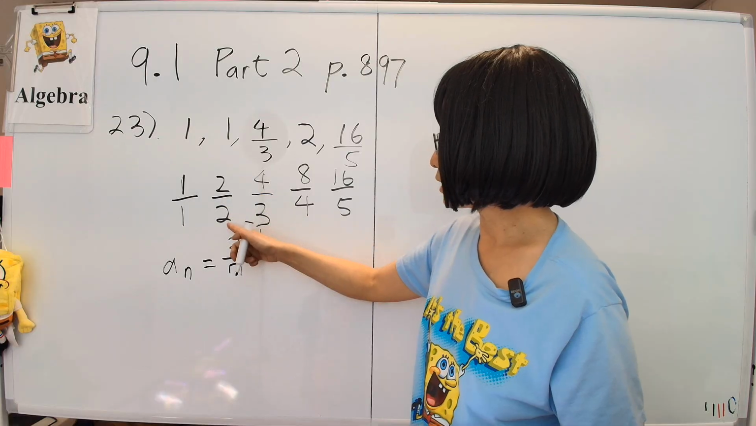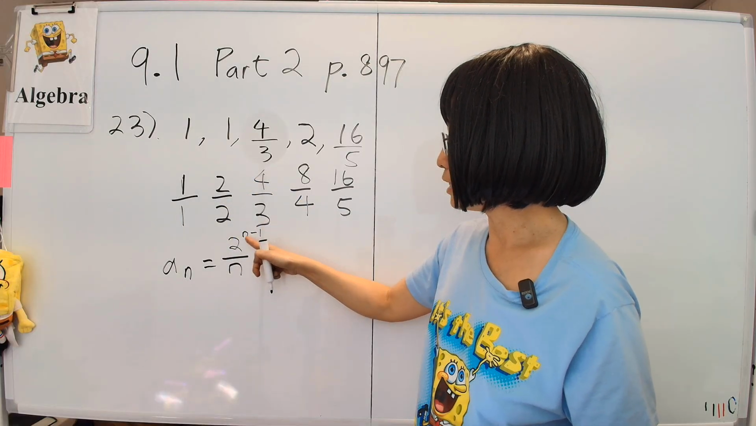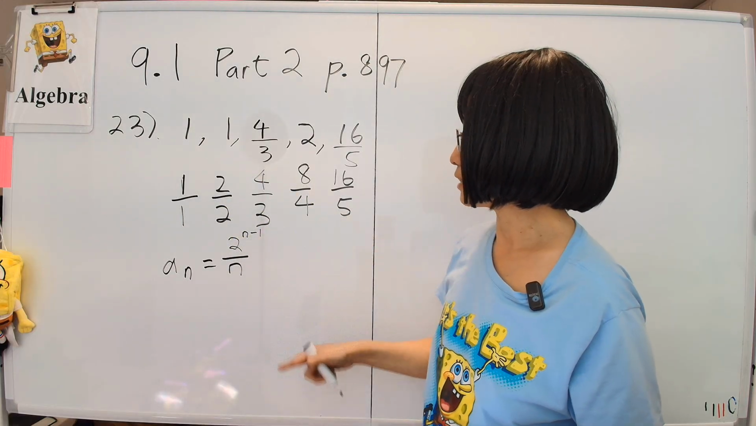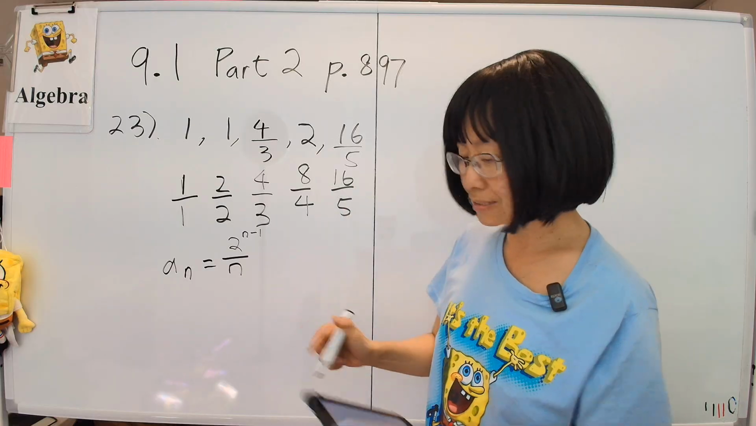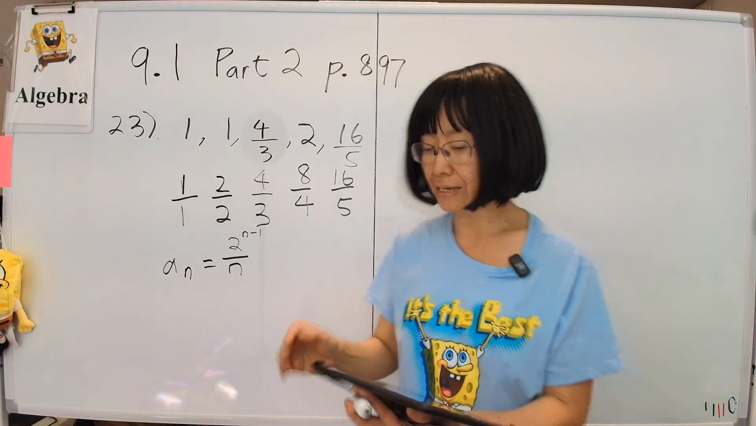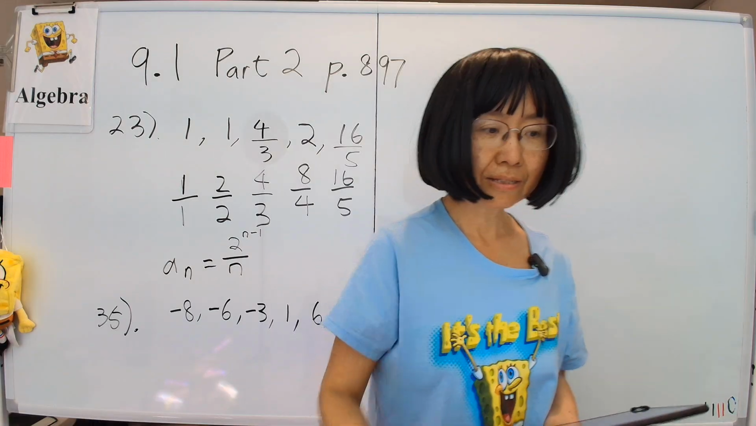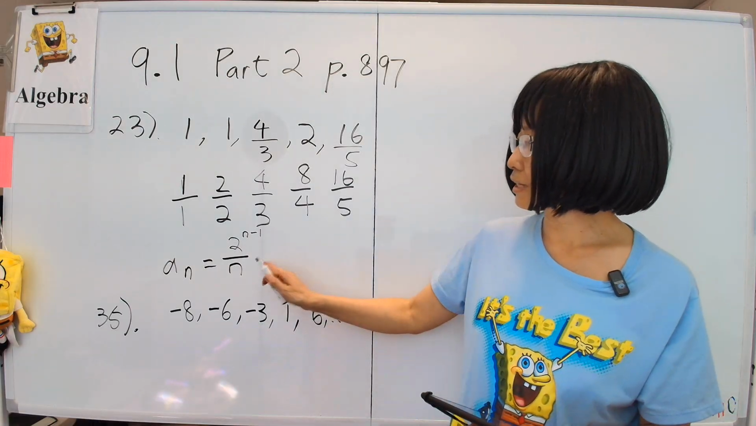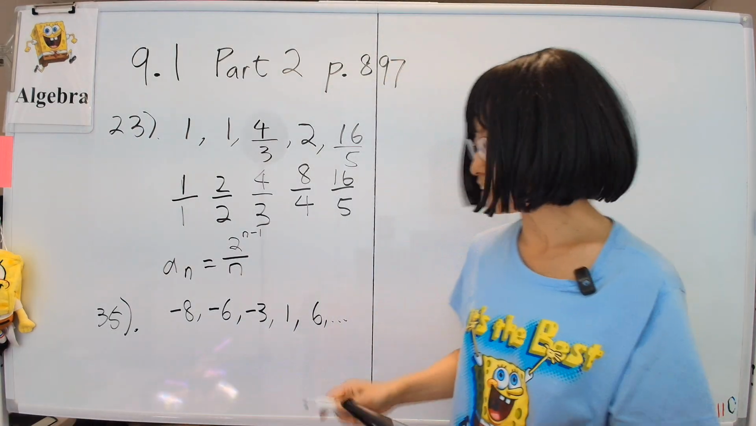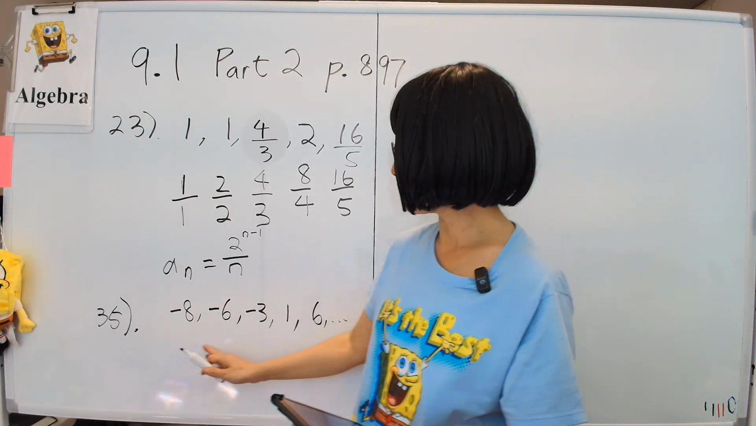So for the second term, when n equals 2, then 2 minus 1 is 1, so we get this one, and so on. As you can see, that's how we come up with the answer of problem 23. So problem 23, the answer is correct. I checked. So let's now move on to problem 35.